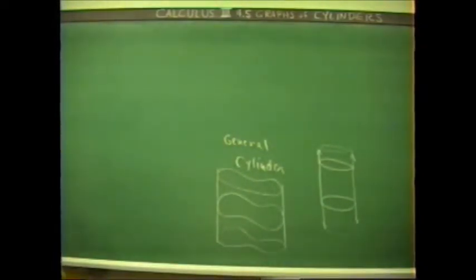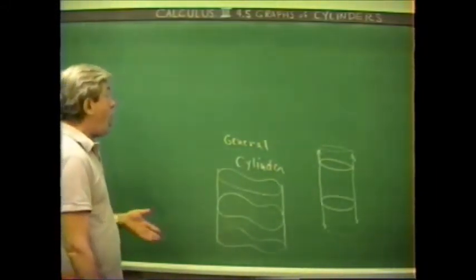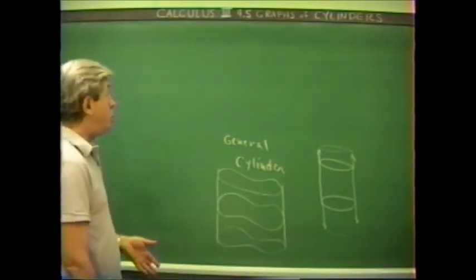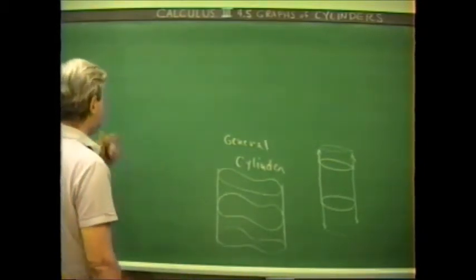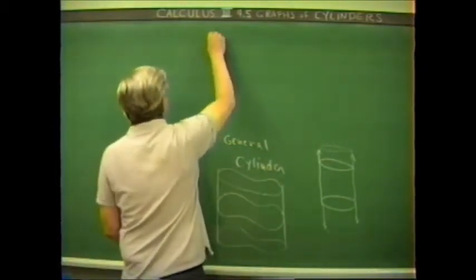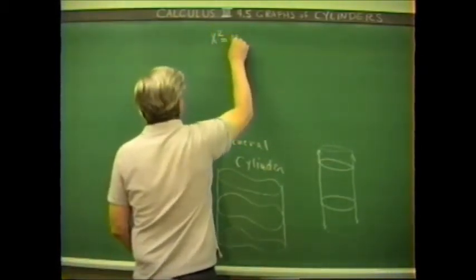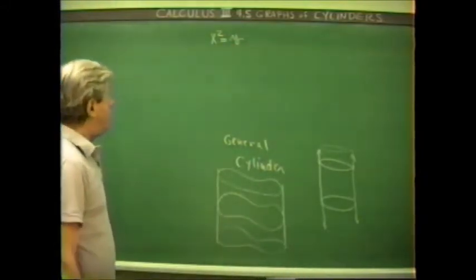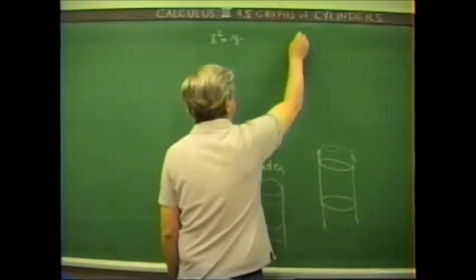Now, if you've got an equation in x, y, and z, and there's no x, or there's no y, or there's no z, you're frequently dealing with a cylinder. In fact, you will be dealing with a cylinder. For example, x squared is equal to y. Suppose we want the graph of this.